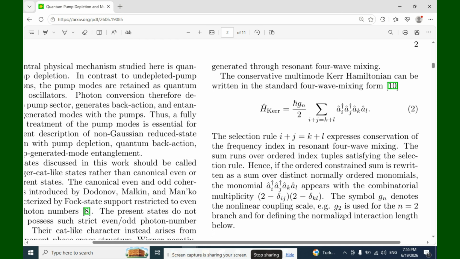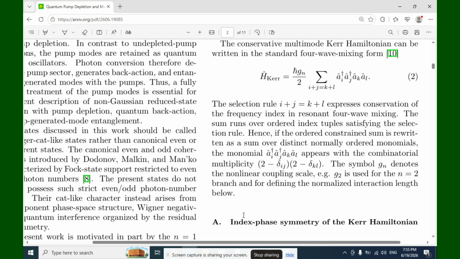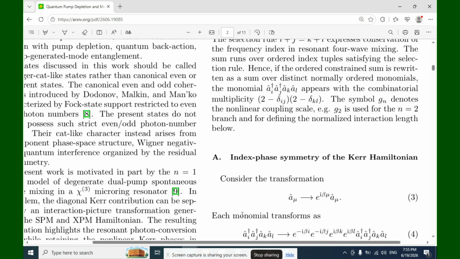The monomial appears with a combinatorial multiplicity (2 − δ_ij)(2 − δ_kl). The symbol g_n denotes the nonlinear coupling scale. For example, g_2 is used for the n = 2 branch and for defining the normalized interaction length. Next, the index phase symmetry of the Kerr Hamiltonian.